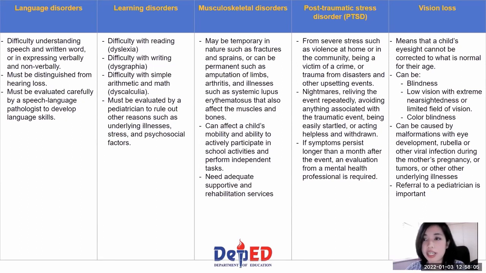Vision loss means that a child's eyesight cannot be corrected to what is normal for their age. It can be caused by blindness, low vision with extreme nearsightedness or a limited field of vision, or color blindness. It can be caused by malformation with eye development, like rubella or viral infections during the mother's pregnancy, tumors, or other underlying illnesses. And a referral to a pediatrician is very important.